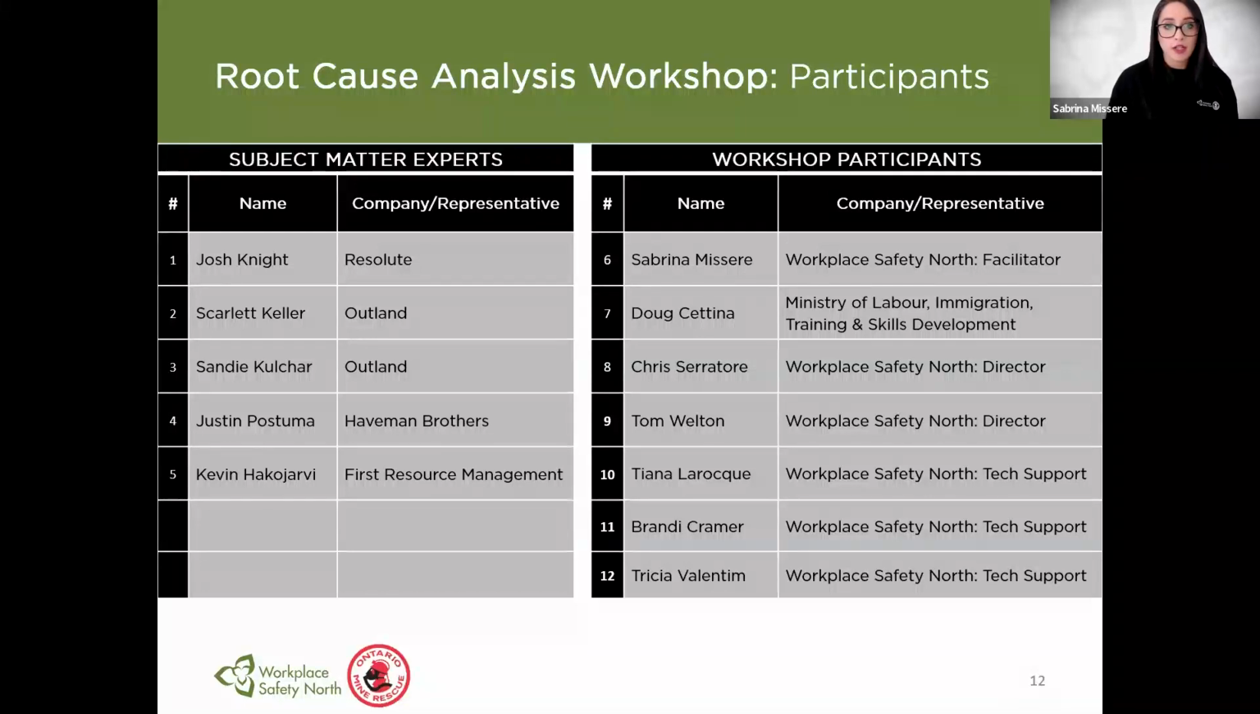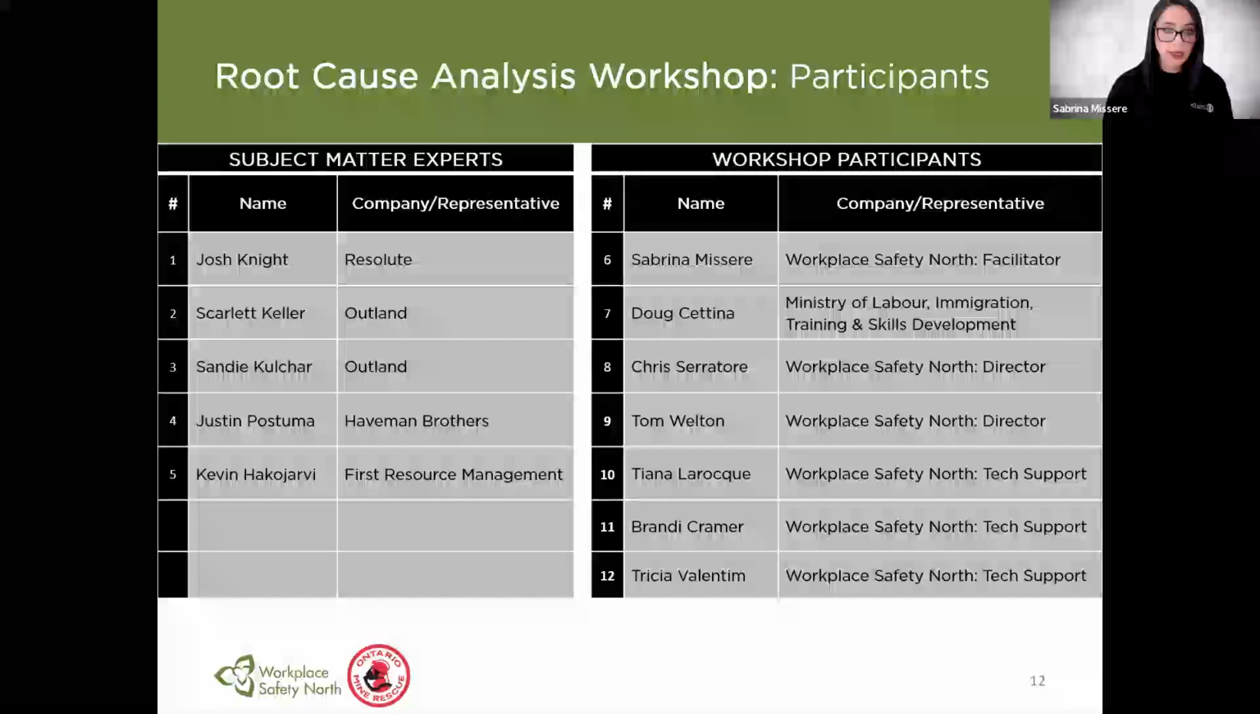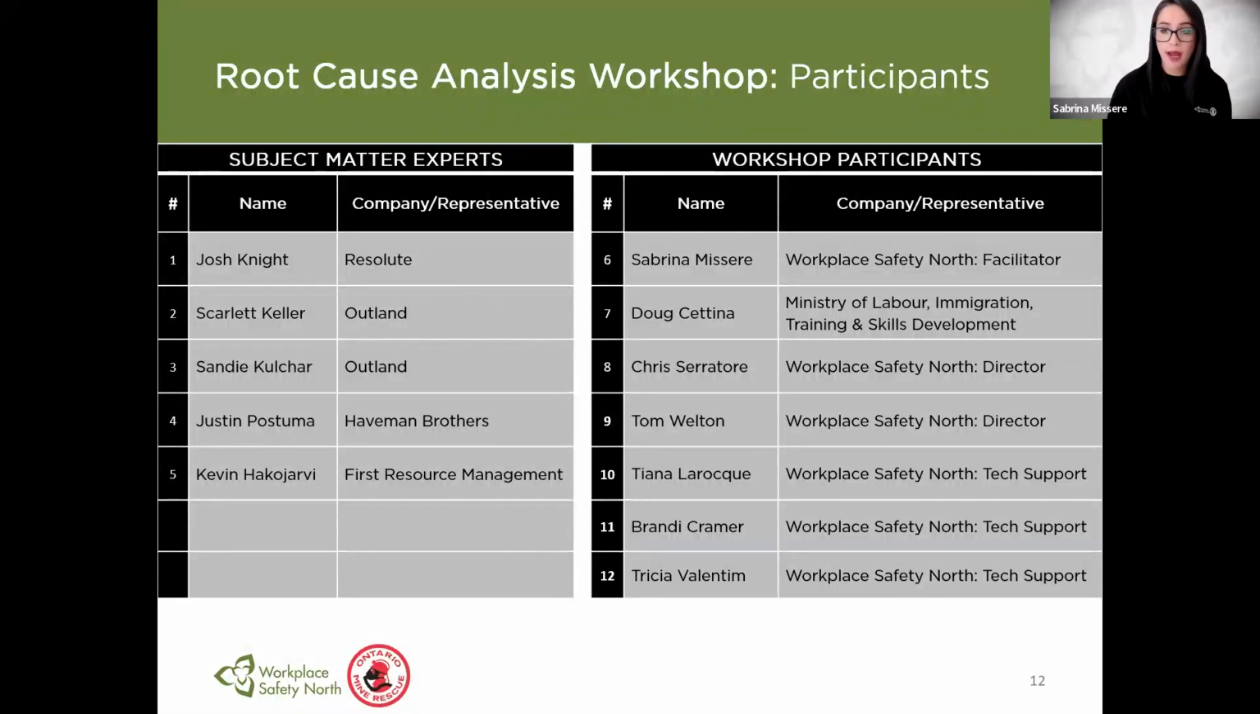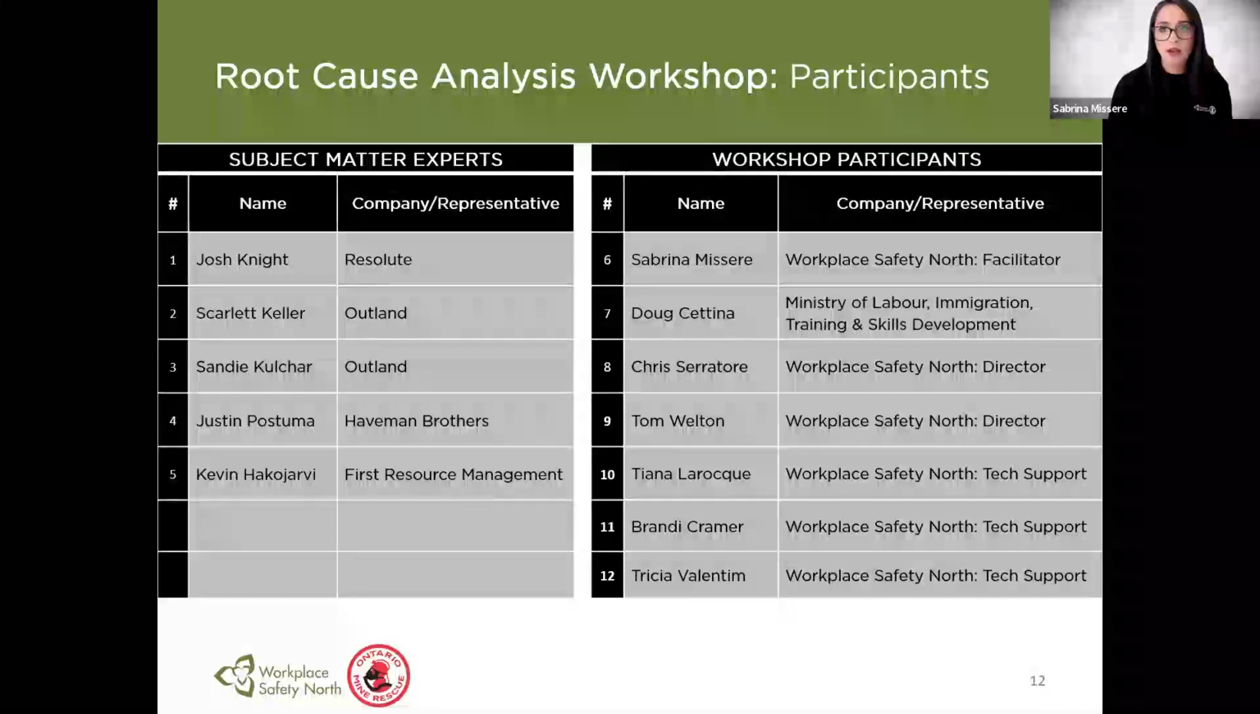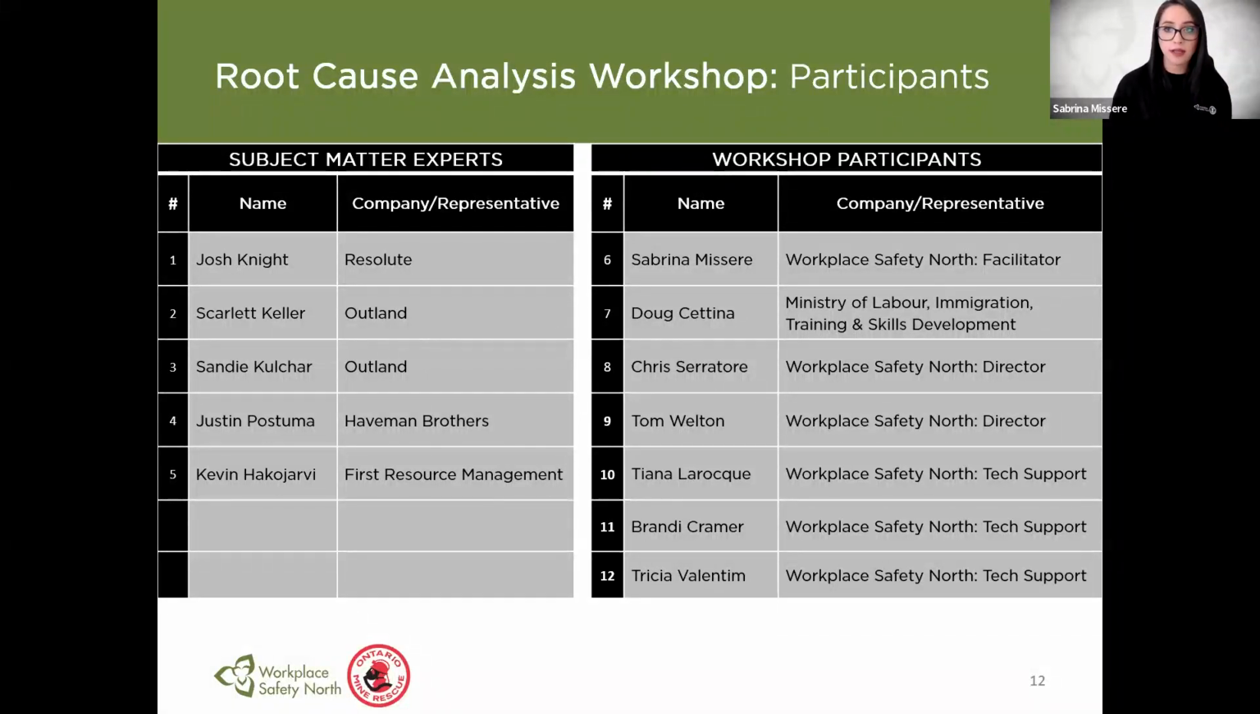So just looking at our root cause analysis workshop and those who did participate, you will see on the left-hand side our subject matter experts, so both worker and management representatives. And then on the right-hand side, you are going to see participants from the workshop from Workplace Safety North and the Ministry of Labor, Immigration, Training, and Skills Development.